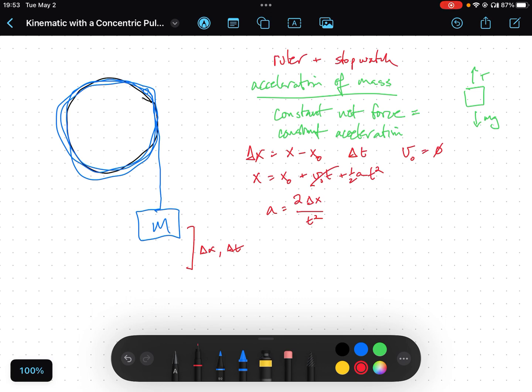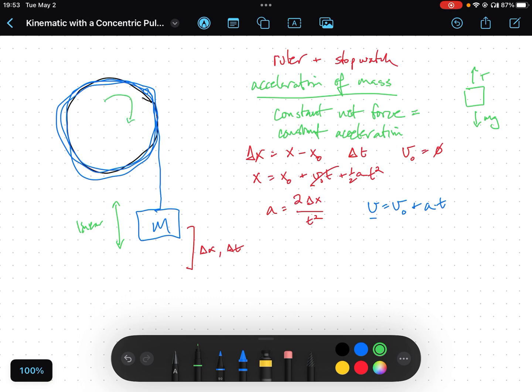And then the next question was, what is the final velocity of the mass? And we can use our kinematic equations for that. We have this equation: final velocity is initial velocity plus acceleration times time. We already measured time. We already measured acceleration. The initial velocity is zero. So that's going to allow us to easily find the final velocity of the mass. We talked in class about the fact that this mass is moving in a purely linear fashion, while the concentric pulley is going to be rotating.